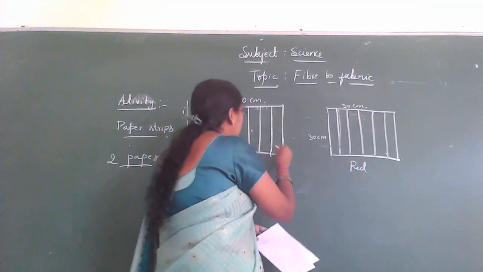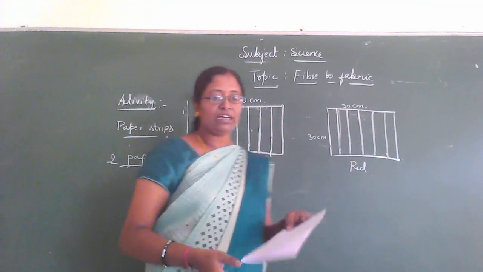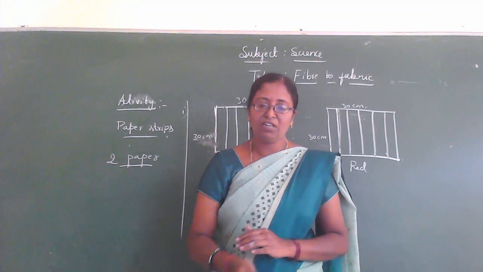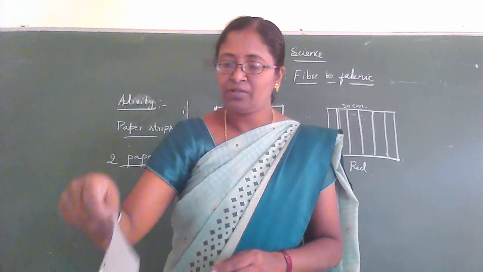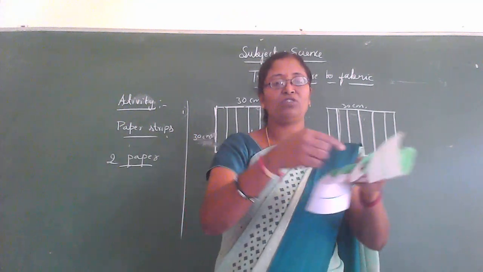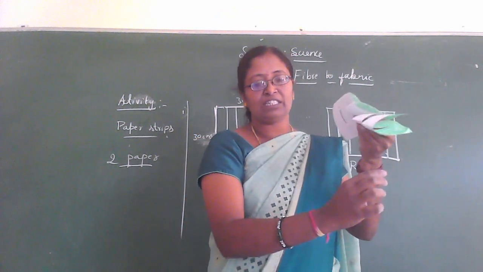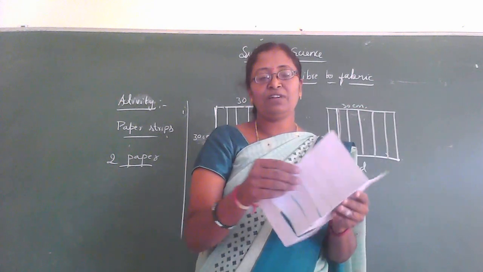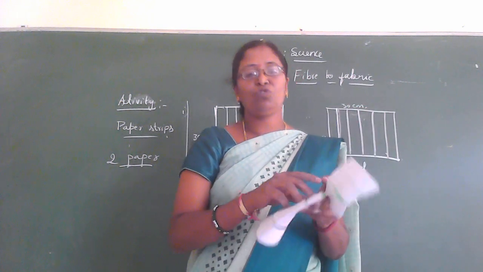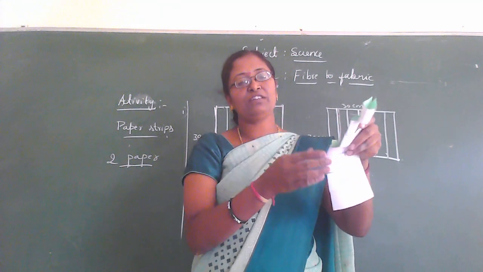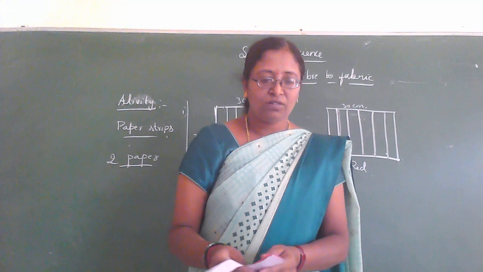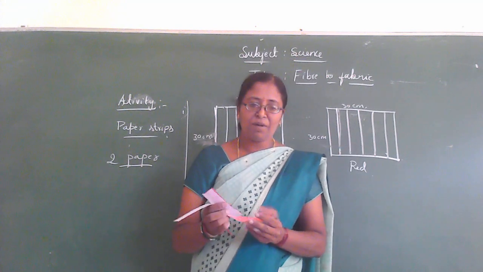Understand, children? You need to cut like this and weave the strips one by one. Here I am cutting. See here. So I fold it, draw the line, and then I cut it like this. It's very easy. If you are cutting fully, it's very difficult to weave. So you do like this. You cut the paper like this, and then weave the strips one by one.